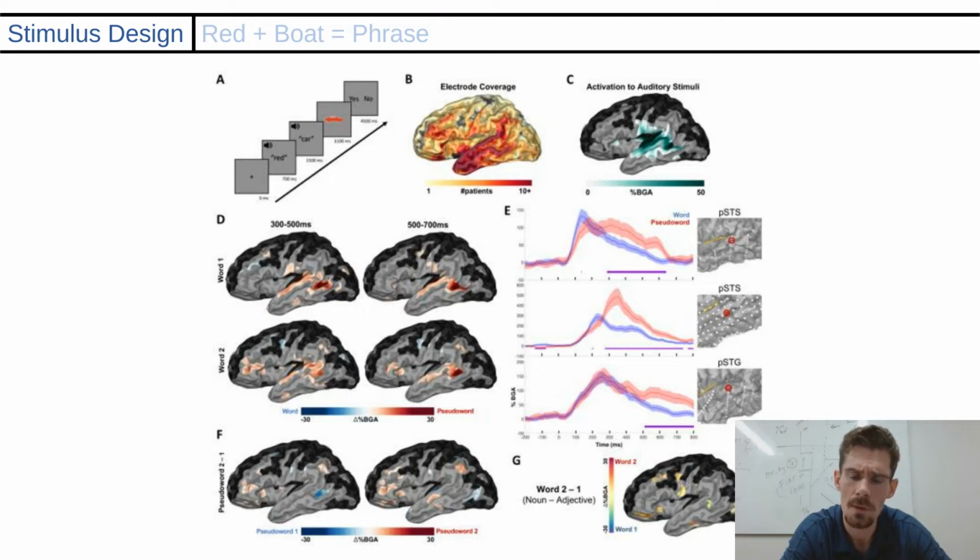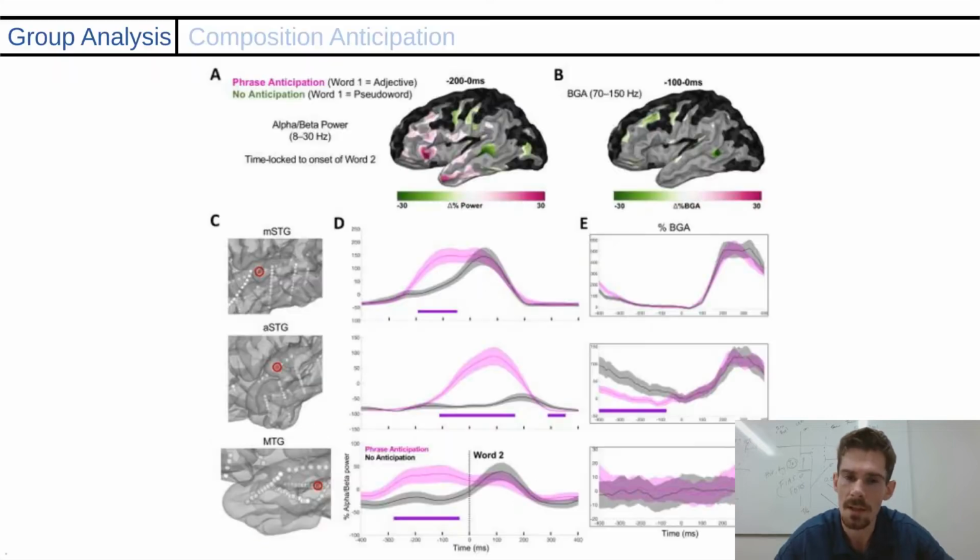In response to individual words, when we did a word versus pseudo word contrast, we found greater local cortical processing, indexed by broadband gamma activity from 70 to 150 hertz, in and around pSTS and pSTG. You can see some exemplar traces on the right there. So that's the response to individual lexical meaning.